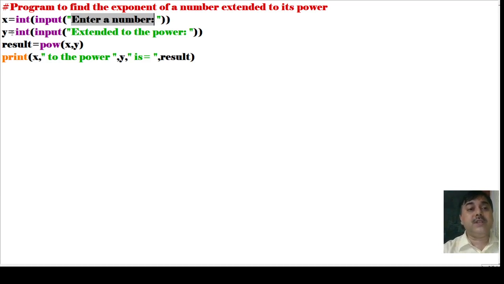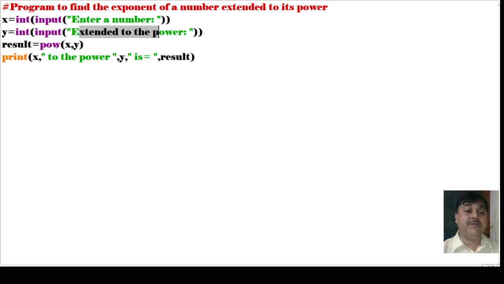Next, what has been given is int input for the exponent, that means the power. What will be the power? It is the value that you input. Now the result is pow. What is pow? Pow means a function.